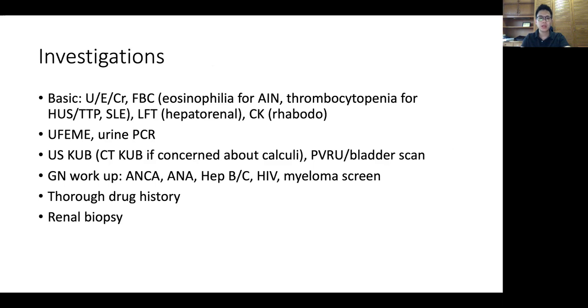And investigations-wise, apart from baseline urea, electrolytes and creatinine, full blood count, looking for some of the associations, liver function tests, and creatine kinase is important. But I think in terms of the urinary tests, it is very important that this is sent off from the outset. So urine phase contrast, urine formed element microscopy examination to look for the presence of haematuria, as well as urine PCR or 24-hour urine protein to look for proteinuria as well.